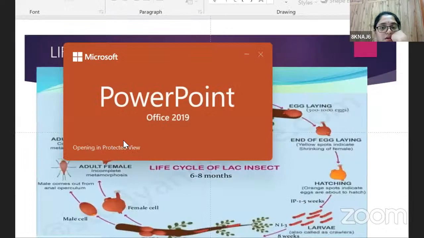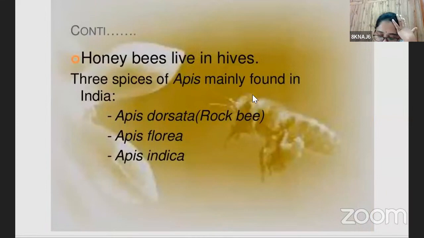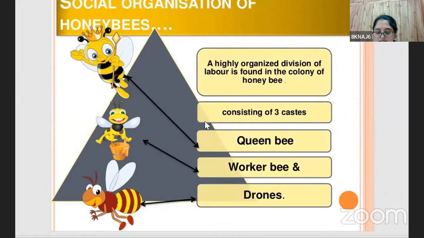So the life cycle of honeybees is also the same thing. It's one of the most important establishments. Honey is used in a lot of things, in medicine, food, you name it, it's there. And the honeybees are a highly organized division. You get to see the presence of queen bee, worker bee, and drones.